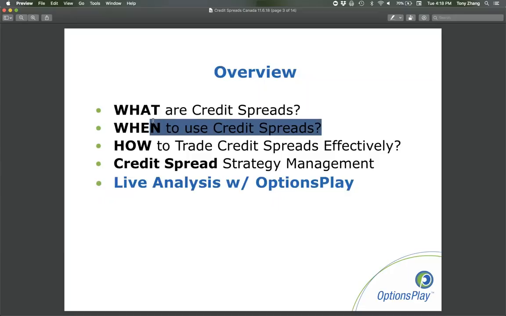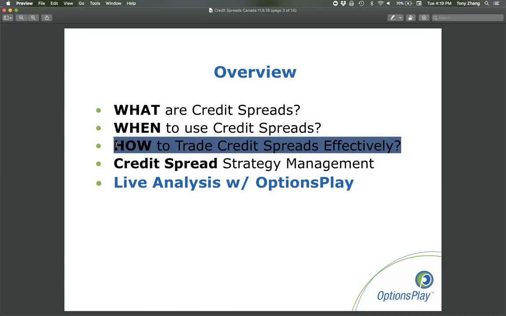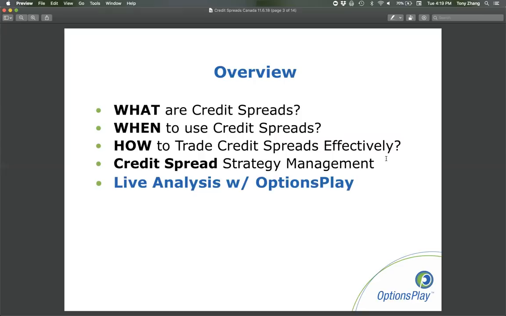We'll talk a little bit about when is the proper time to utilize credit spreads, because they're not useful for all market conditions. They're only useful in certain market conditions, so it's really important to understand when those are. More importantly, how do you trade them effectively? And lastly, credit spread strategy management. That's really what I want to spend some time understanding: what are the optimal credit spreads to use?